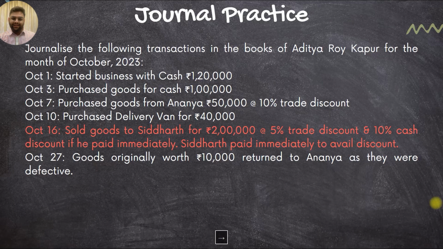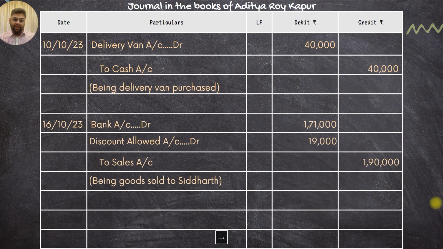October 16. Sold goods to Siddharth for rupees 2 lakh at 5% trade discount and 10% cash discount if he paid immediately. Siddharth paid immediately to avail discount. In this situation, we will not create 2 accounts. We will create 3 accounts. Sales account, discount allowed account and bank account. Let's look at the journal entry.